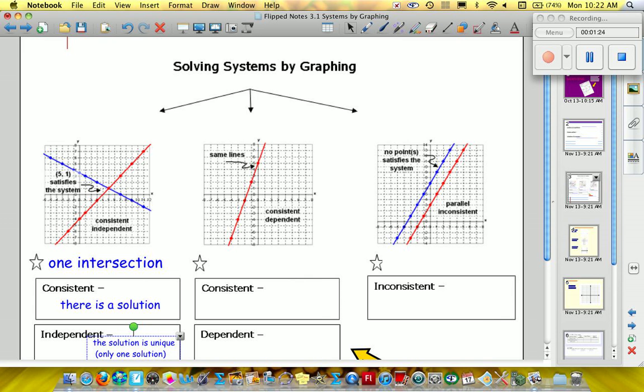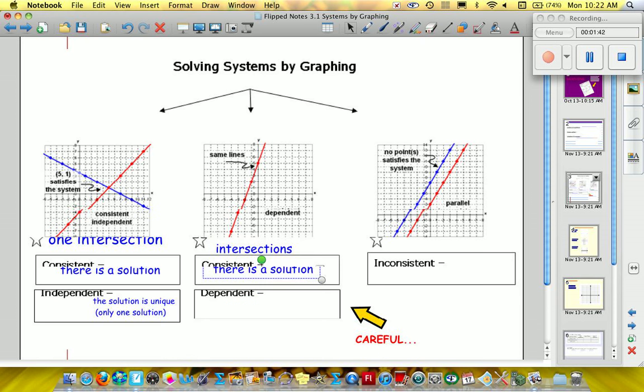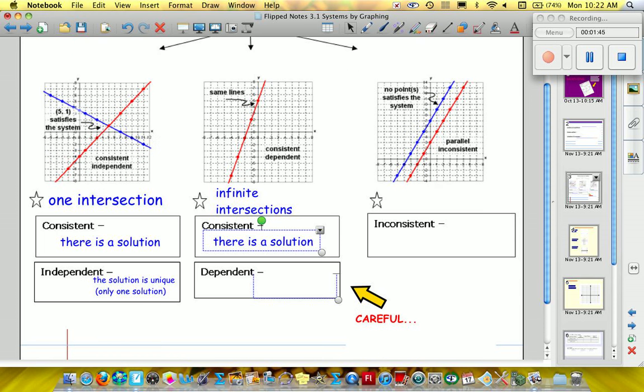Okay. The other way we could have two lines land on a plane is that they land right on top of each other, or they're equations of the same exact line. That would be infinite intersections. That is a consistent system because it does have a solution, but that one we would call a dependent system. It's dependent because there are infinite solutions, and it's depending on the line.